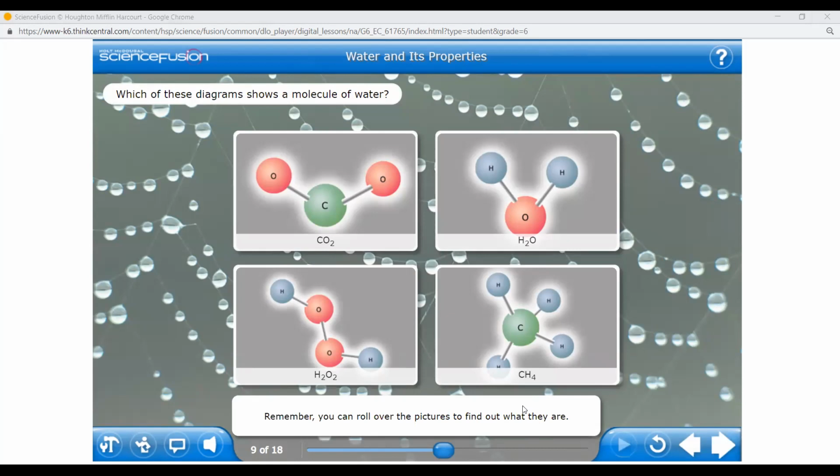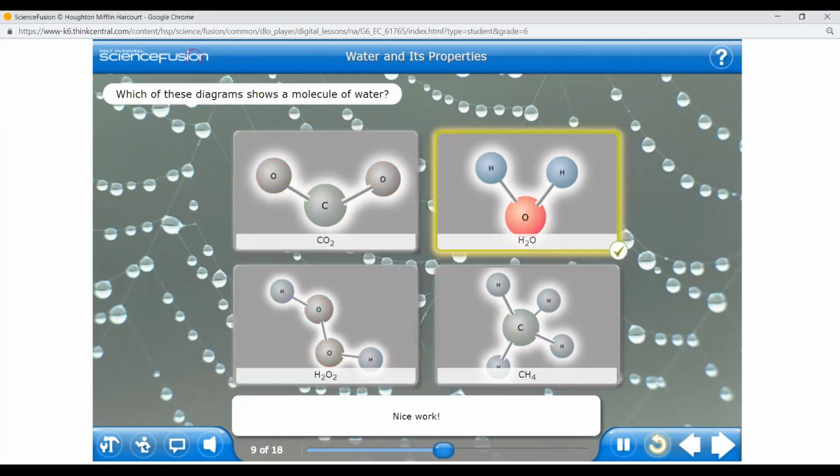Yes, Dana? Can you tell me which one is the water molecule here? Yes, Dishan, tell me. Which one is the water? H2O. H2O, which is the picture, first, second, third, or fourth? The second one. Good. Nice work.